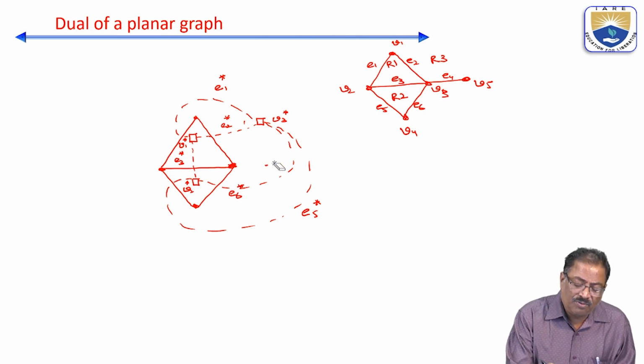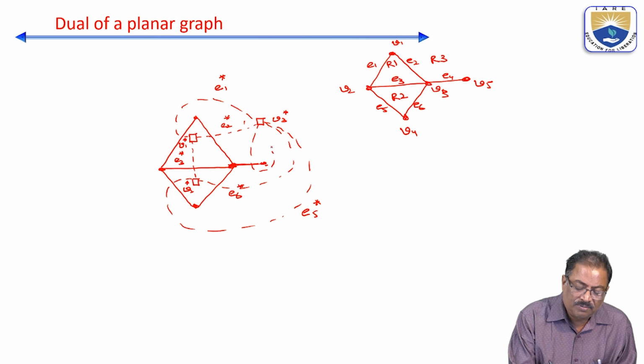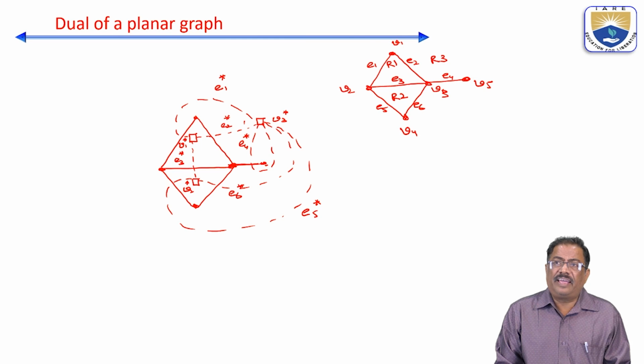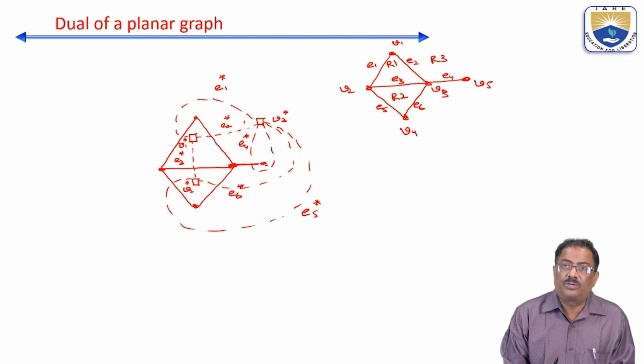And now if I am going to consider a dual, let us say I consider a pendant vertex, let us say E4, then we have to take the corresponding edges, and we are going to get the corresponding edges like this. So this is E4 star. This is the edge that we are going to get.